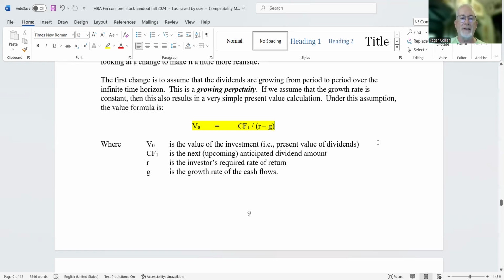And that tells us that this formula works if and only if, that's what IFF stands for. It's math shorthand for if and only if R is greater than G. Now, what if it's not? What if R is not greater than G? We'll come back to that before we're done.